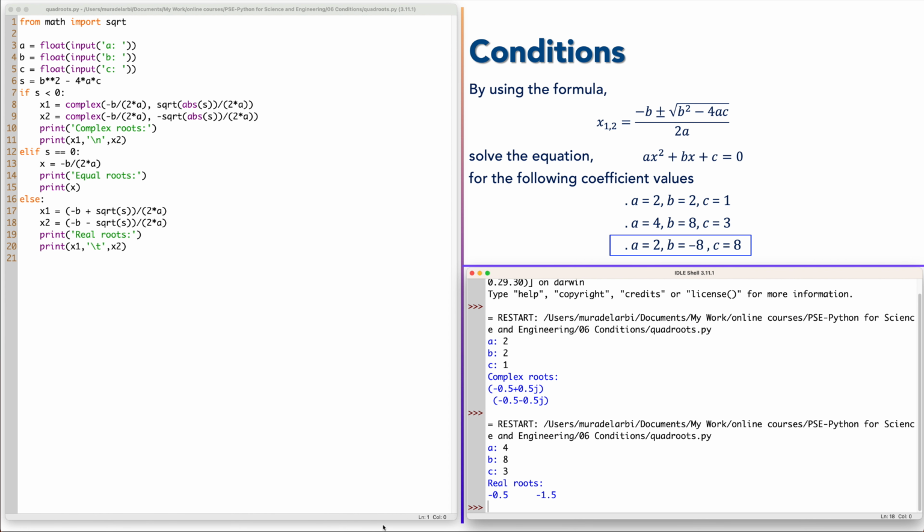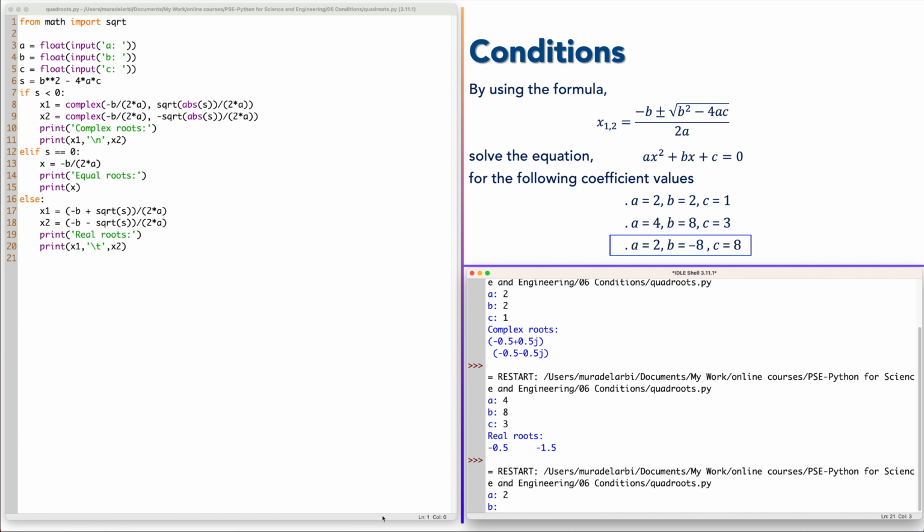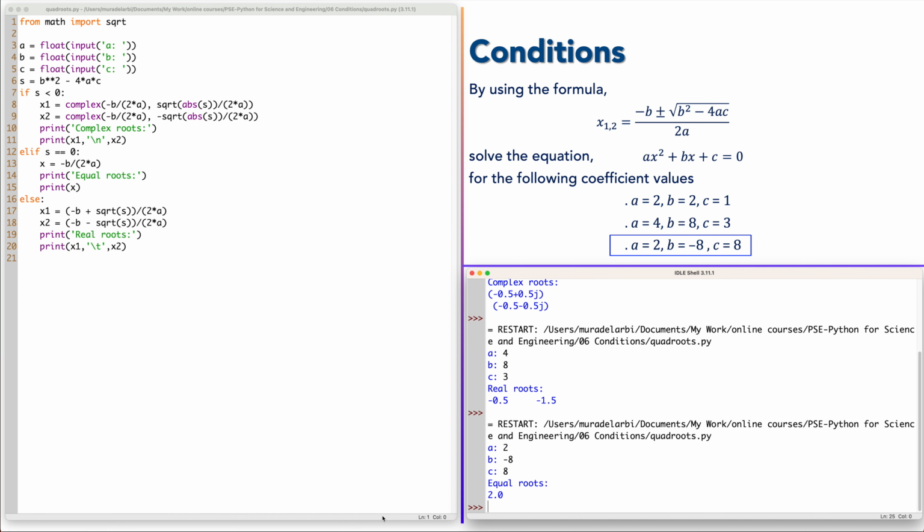Finally, let's run the code again. This set of coefficients gave us equal roots. So this means that in this situation, s was equal to 0. The operations related to the second condition were executed.